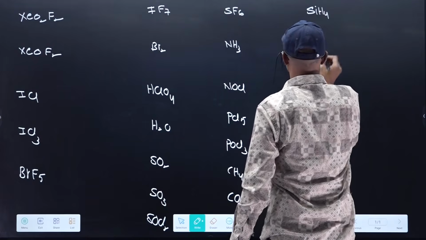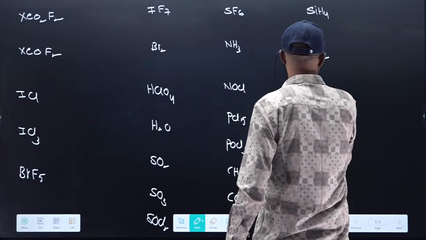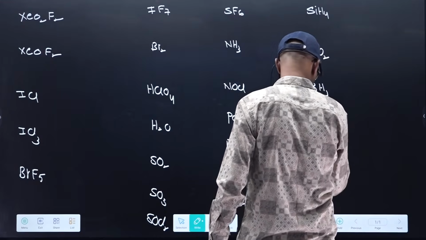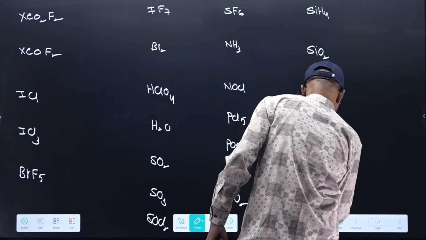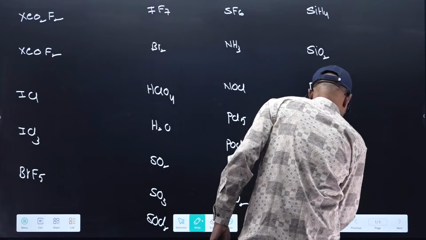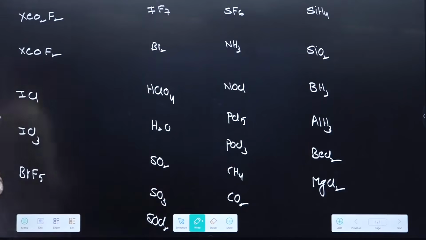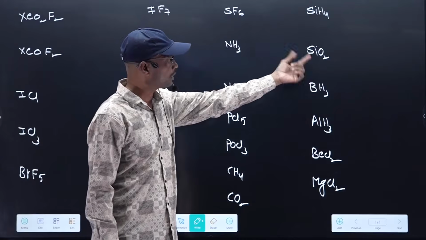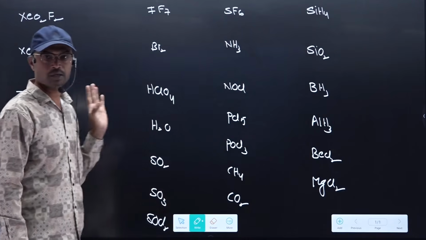This is SiH4 and this is silicon dioxide. It is an exception. This is borane, alane, beryllium dichloride, magnesium dichloride. All neutral molecules are given. Just find out the hybridizations based on the number. Silicon dioxide is an exception, so your calculated number and observed number are not the same. Ignore this, I will explain it. For the remaining, follow the general strategy.